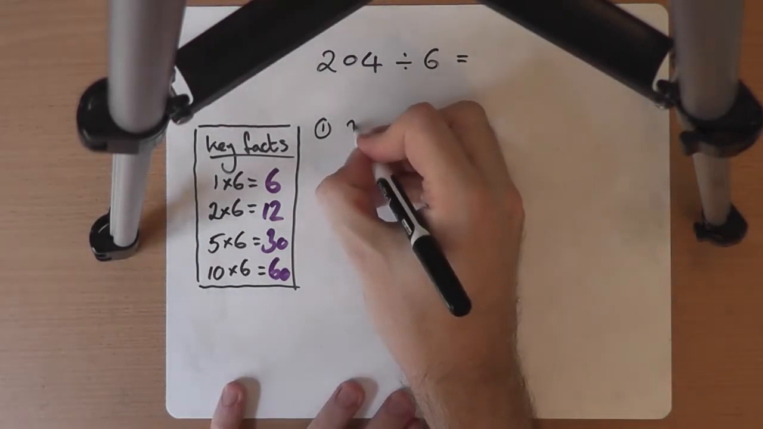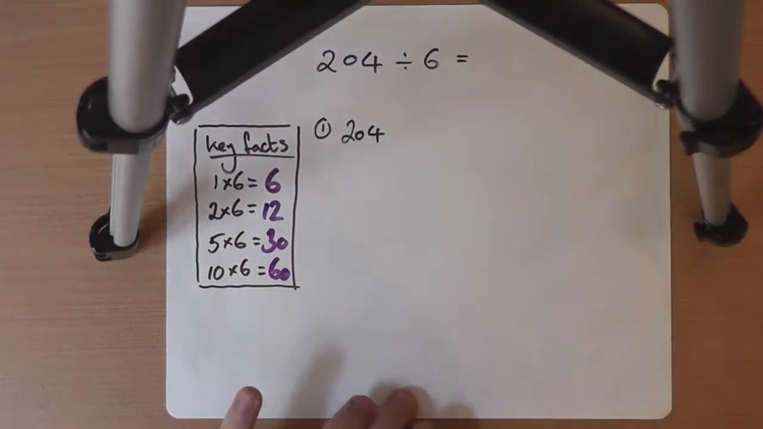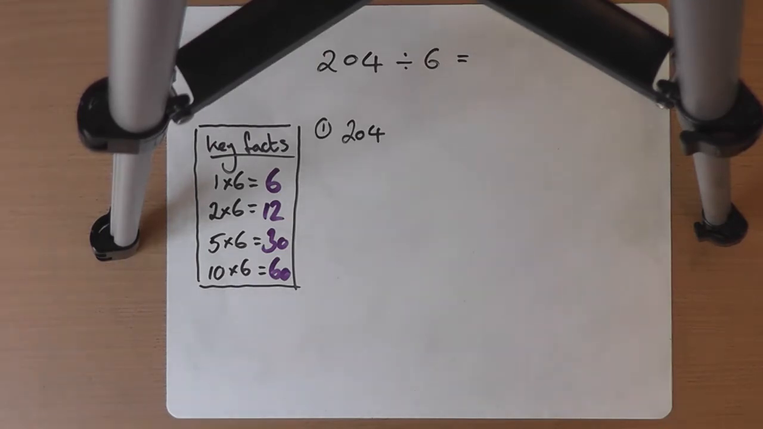I'm going to set it out nice and neatly as well. I'm going to start with the 204. I'm then going to look at my bank of key facts and choose the biggest number from the purple ones, the 6, the 12, the 30 and the 60, the answers to the key facts. I'm going to choose the biggest one that I can take away from the 204 and still have something left. And the biggest one, of course, is 60.